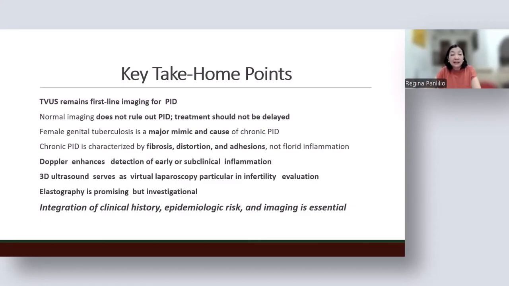Doppler may help us detect this florid inflammation and also help detect early or subclinical inflammation. And we have other ultrasound modalities that can help evaluate the characteristic lesions of PID. But most of all, it's very important to integrate clinical history, epidemiological risk, presentation, and imaging for us to come up with a diagnosis of pelvic inflammatory disease as well as genital tract tuberculosis.